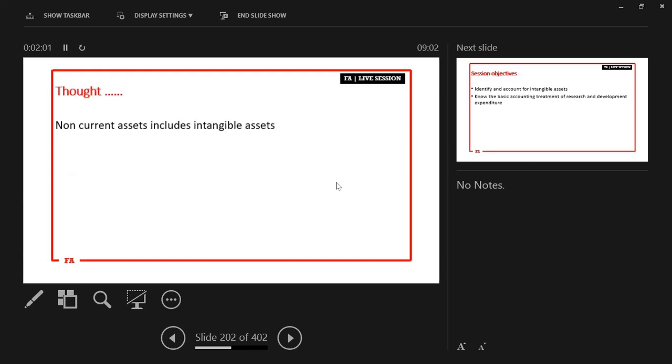Non-current assets include intangible what? Assets. So when we say non-current assets, it's an umbrella term. I never used to think about that, you know, until I was corrected. So when you say non-current assets, you mean tangible non-current assets and what? Intangible.